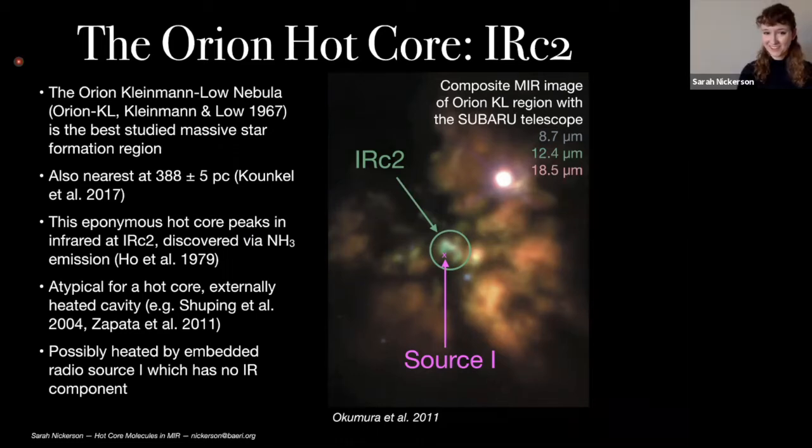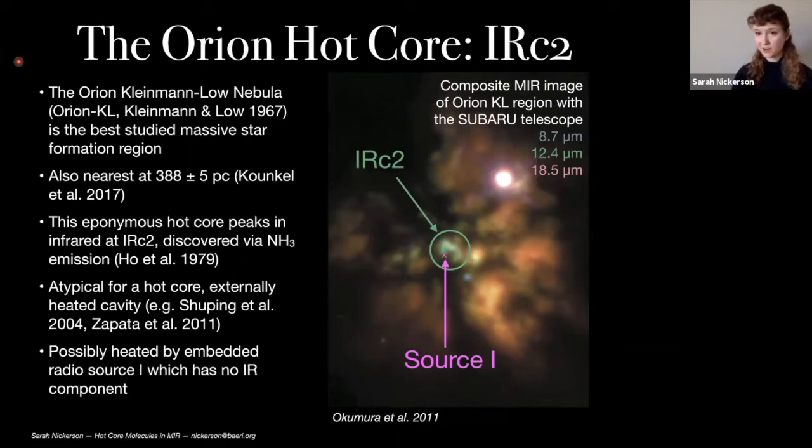Okay, anyways, so the Orion hot core that I'm focusing on is IRC2, and this is found in the Orion KL nebula. This is the closest massive star-forming region to us, and it's also the best studied because it's so close.